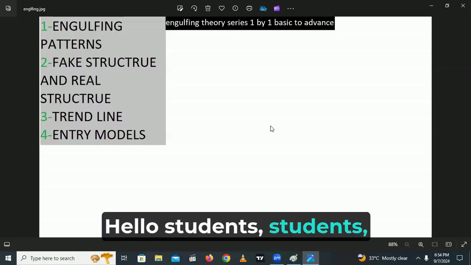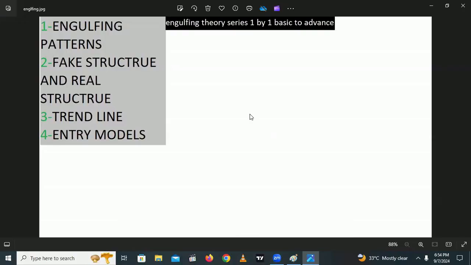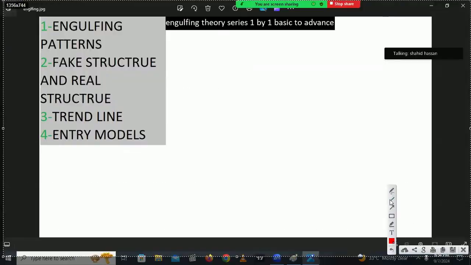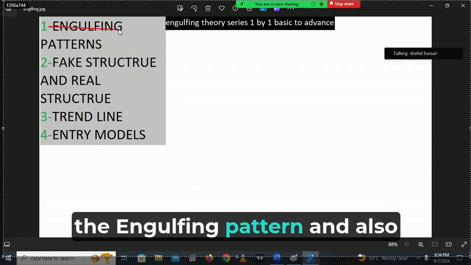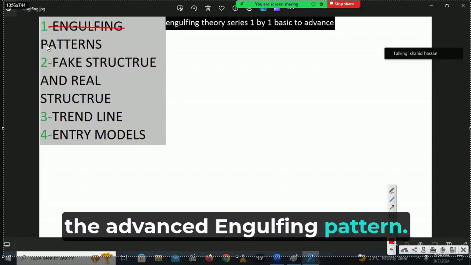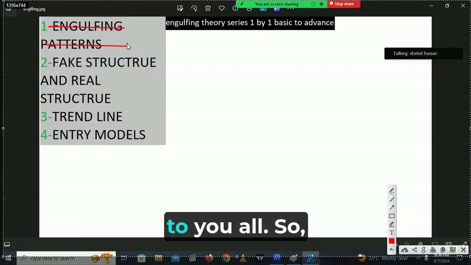Hello students. Today's topic is about... in the previous classes we learned about the basics of the engulfing pattern and also the advanced engulfing pattern. I also explained the marking to you all.